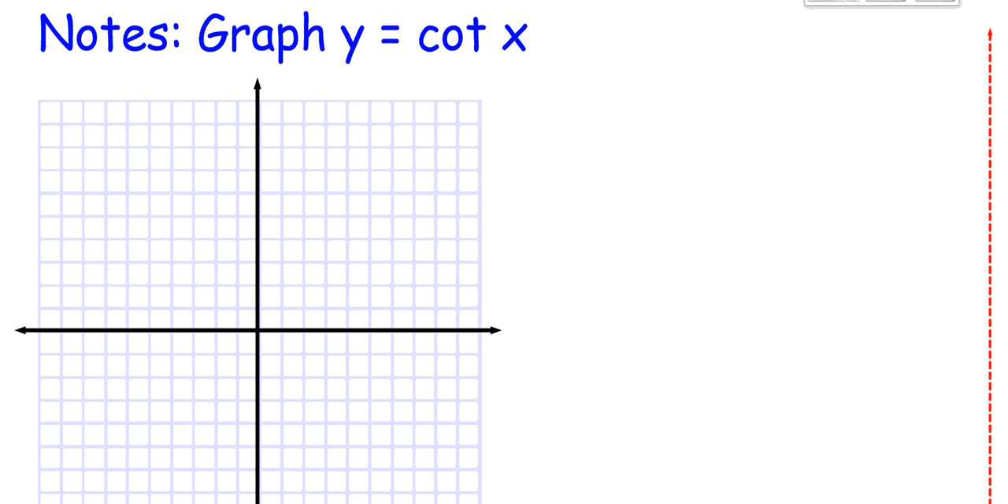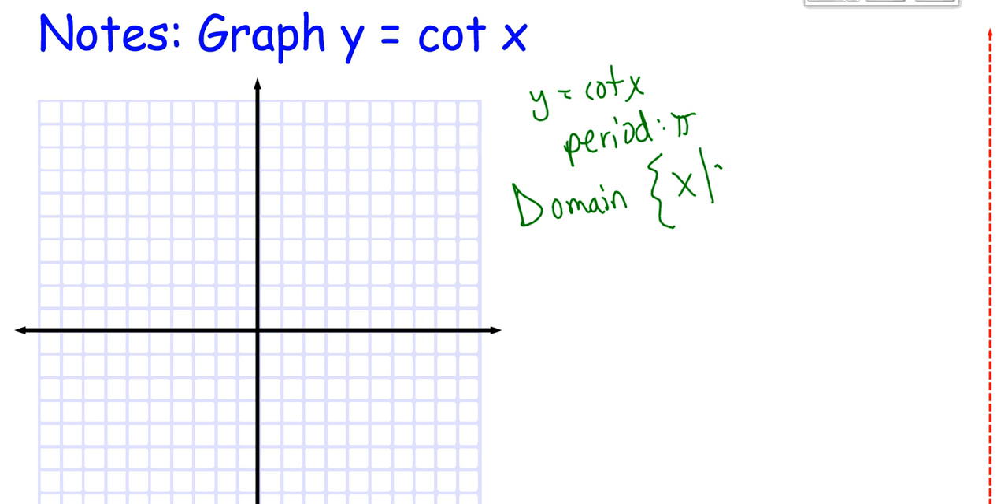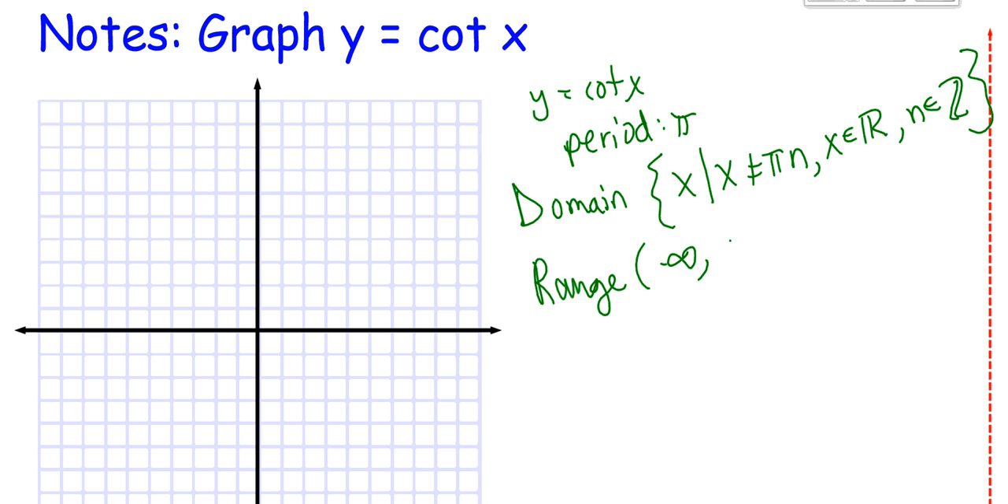And so this is y equals the cotangent of x. And the period is going to be pi. The domain is going to be like that other domain. So the set of all x such that x does not equal pi n, or 0 plus pi n, where x is an element of the real numbers and n is an element of the integers Z. And then our range is from negative infinity to infinity. And this time it is also symmetric with respect to the origin.